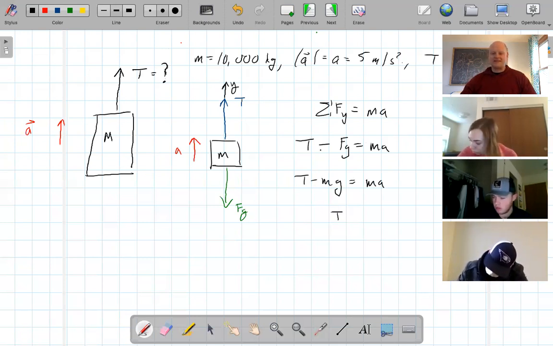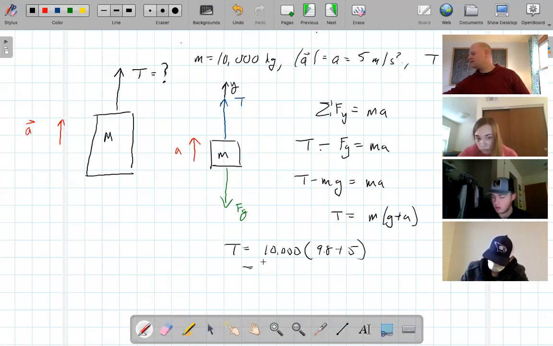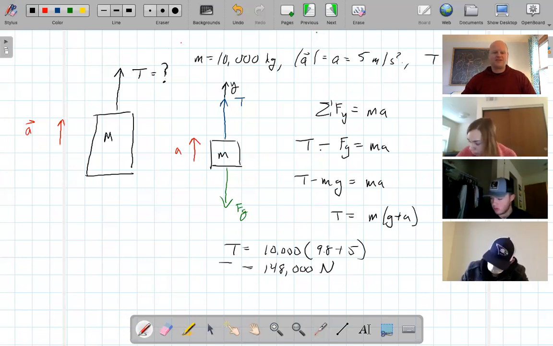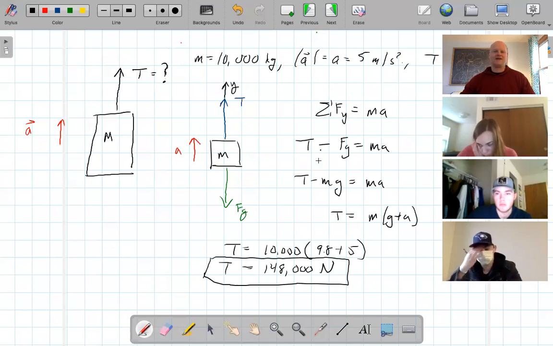So this says that the tension is equal to the mass times the acceleration due to gravity plus the acceleration at which it is accelerating. Let's plug in our numbers. The tension then is going to be 10,000 kilograms times 9.8 plus 5. So this works out to be about 148,000 newtons. So this is my tension in the cable. It's okay. Not too bad so far, right?